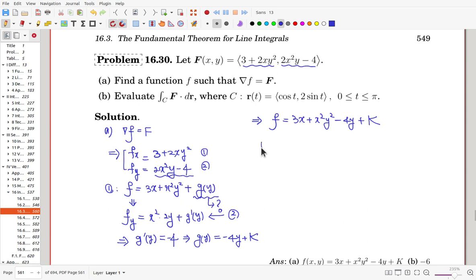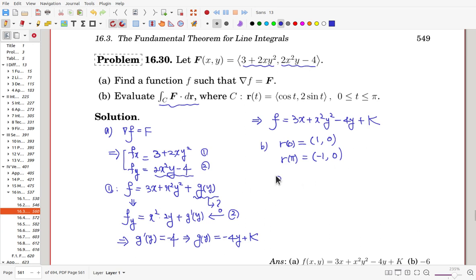Now for part B of the problem, here we have a line integral, and C, the curve, is parameterized with this one. We can easily find the beginning point and end point because t is moving from 0 to pi. So here r(0), which is the beginning point, is 1 and 0. And how about r(pi)? When t is pi, the x component of the terminal point is -1, and the y component is 0, right?